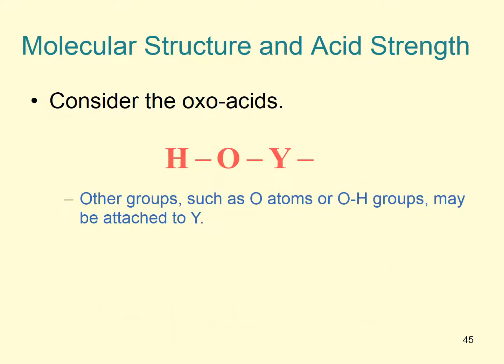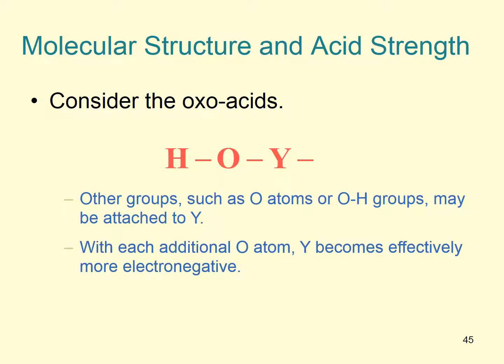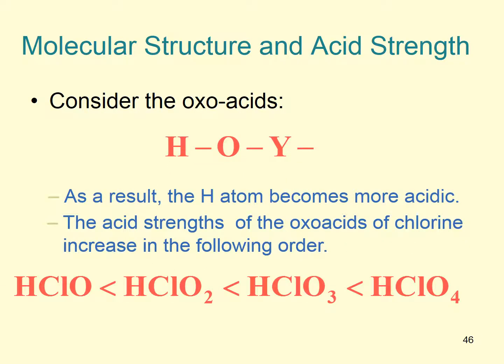Often oxoacids have more than one O, so there could be other O's attached or other OH groups attached. The more O's that you have with an acid, the more electronegative it is, and so it will be more acidic. So as long as you have the same central atom, the more O's you have, the more acidic it is. So you can see here that HClO is the weakest, HClO2 is stronger, HClO3 is stronger still, and HClO4 is a very strong acid. You could do the same thing with HBrO or HIO, any kind of oxoacids. The more O's you have, the more acidic it is.